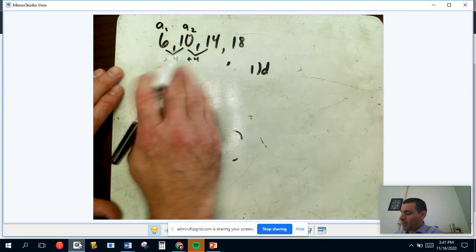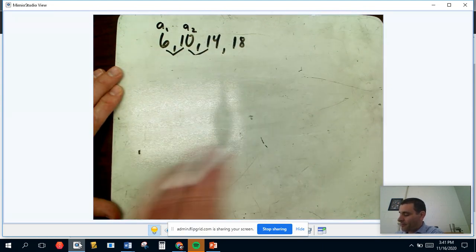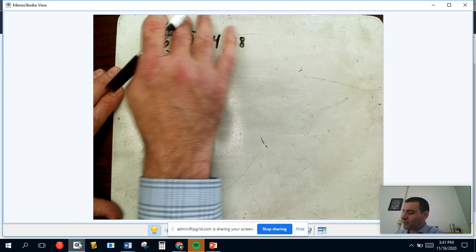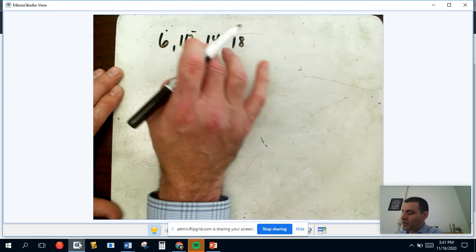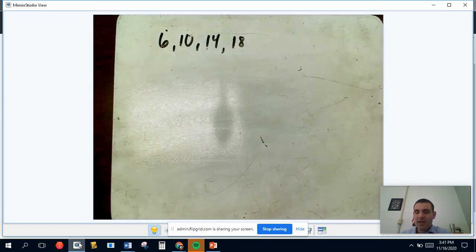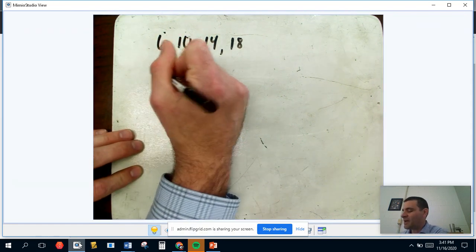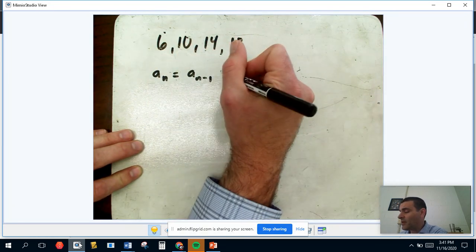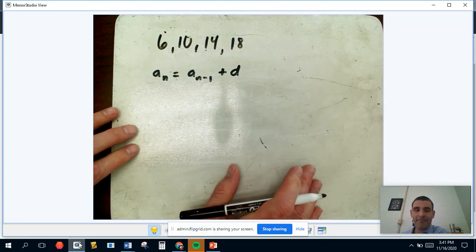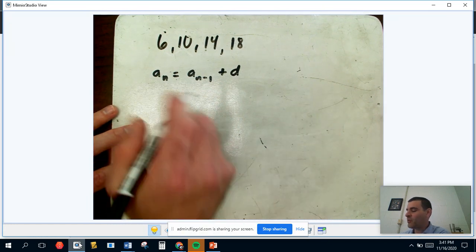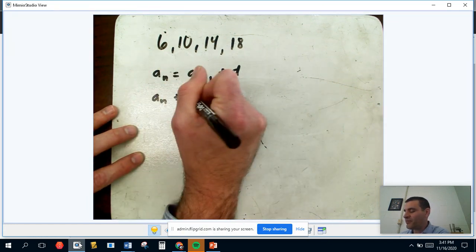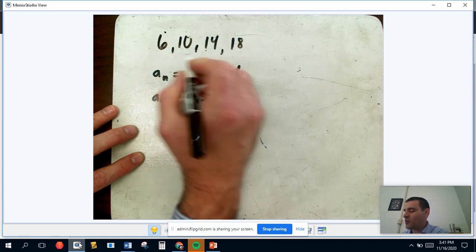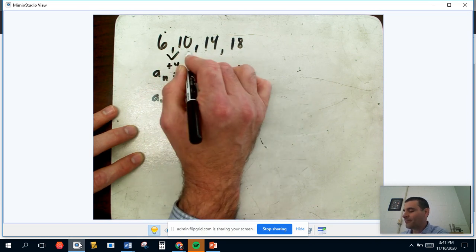The recursive rule is based on how do you get from one term to the next. So it's not as powerful as the explicit rule, but it does have its place. So again, just write down the formula since you have access to it on the EOC study guide. Anything with the N, I'm going to leave alone. So all I have to do here is fill out D. And D, remember, is what I'm adding by each time.